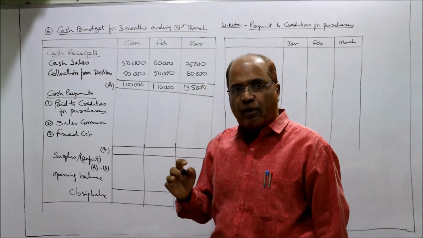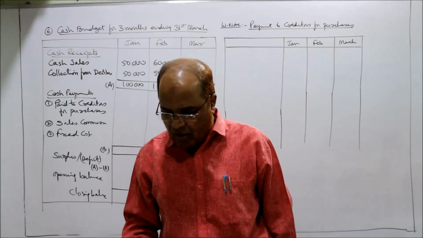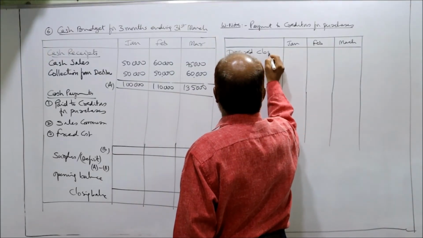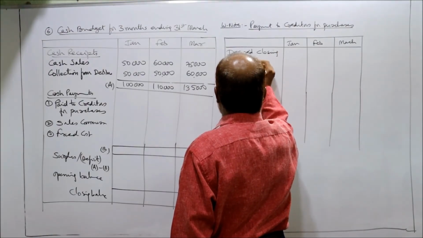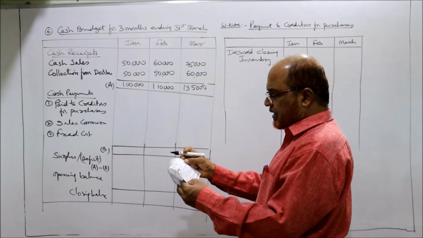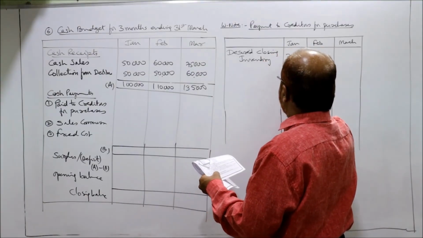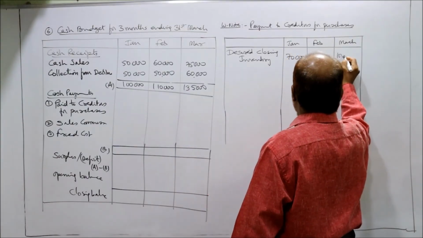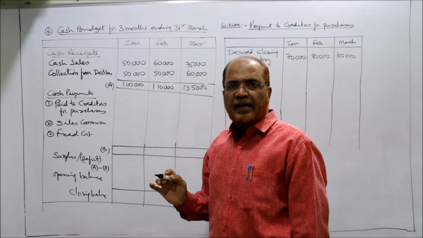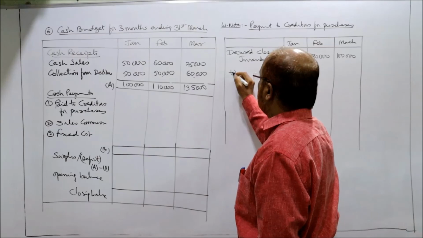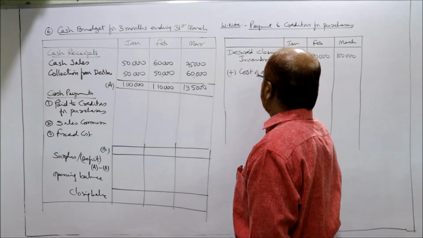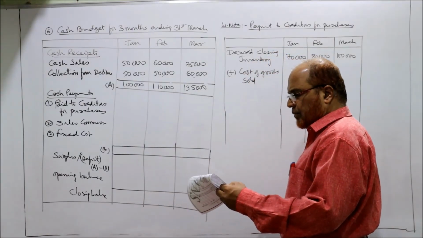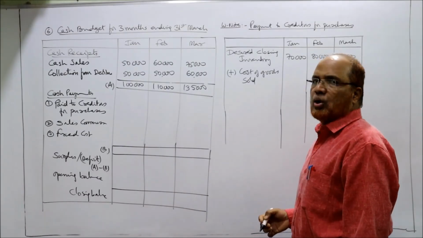Now, to find out the amount paid for purchase, we'll go reverse back. How much is the desired closing inventory? Desired closing stock. It is given in the problem. The desired closing stock to be kept is 70,000 for Jan, then 80,000 for Feb, and 1 lakh rupees for March. To this desired inventory, we add the cost of goods sold. Cost of goods sold is not given in the problem.